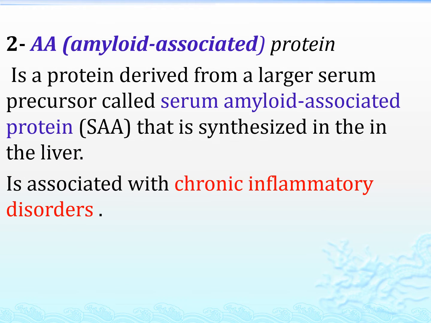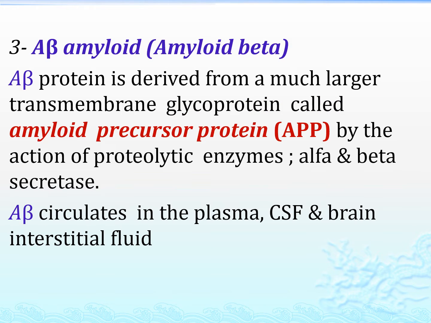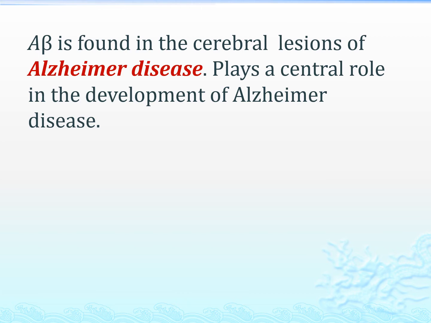Amyloid-associated protein is a protein derived from a larger serum precursor called serum amyloid associated protein. It is synthesized in the liver and is associated with chronic inflammatory disorder. Amyloid beta. Amyloid beta protein is derived from a much larger transmembrane glycoprotein called amyloid precursor protein. It circulates in the plasma, cerebrospinal fluid, and brain interstitial fluid. Amyloid beta is associated with Alzheimer's disease.